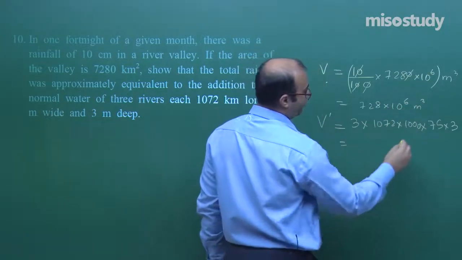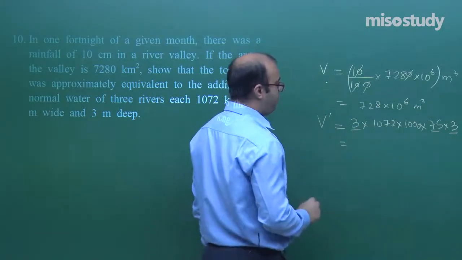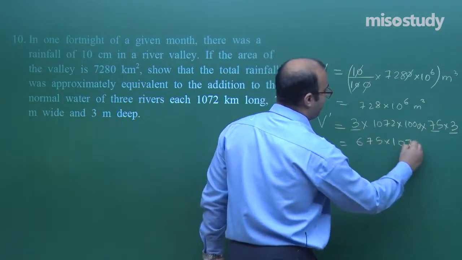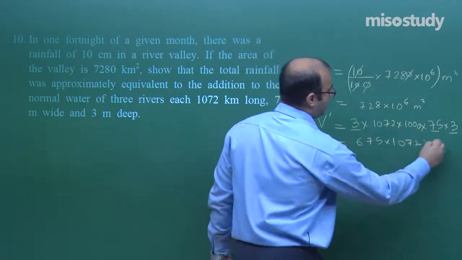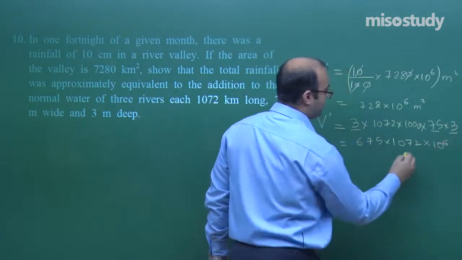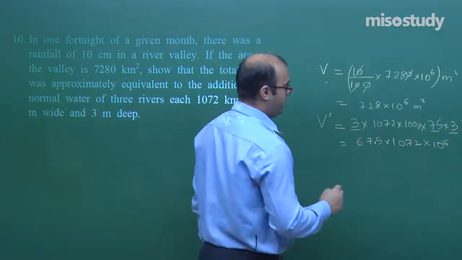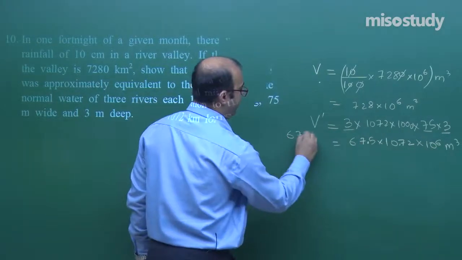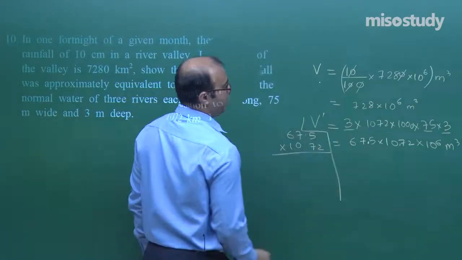Let us calculate this also. So, here we find out 75 into 3 is 225 and 225 into 3 is 675. So, 675 into 1072, this is what we get here, into 1000, that is 10 to the power 3. So, let us make it 10 to the power 6 and place 2 decimal here and 1 decimal let us say here. So, this is 10 to the power 6 meter cube. Now, let us multiply 10.72 with 67.5. So, 67.5 into 10.72 we have to calculate.